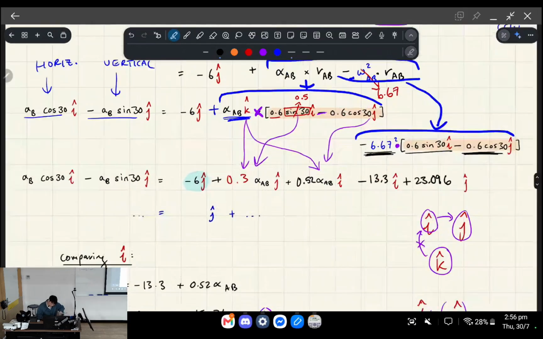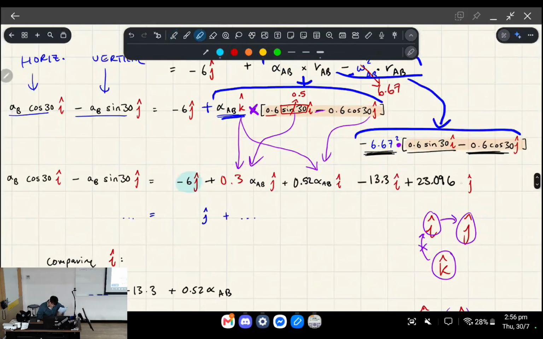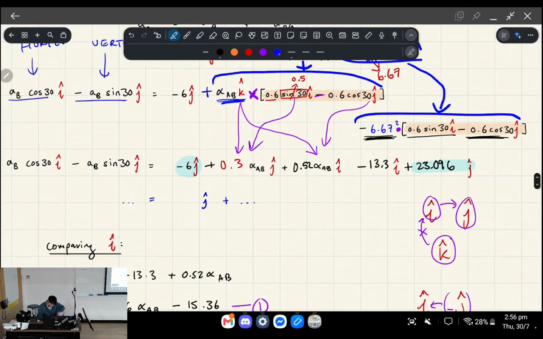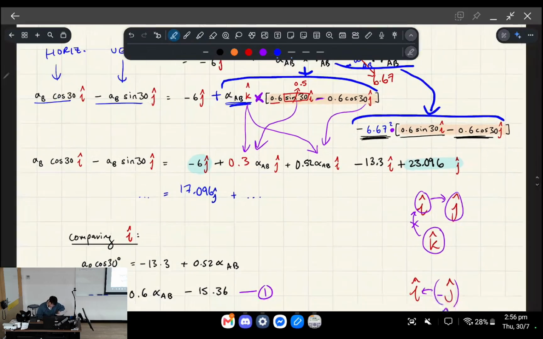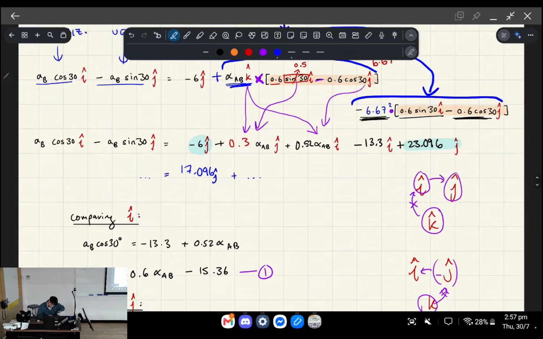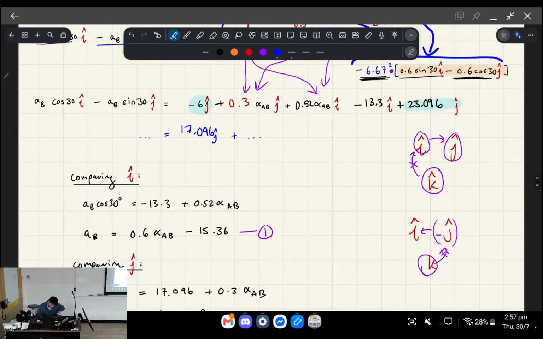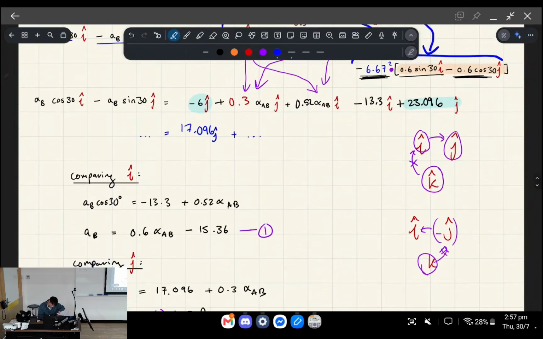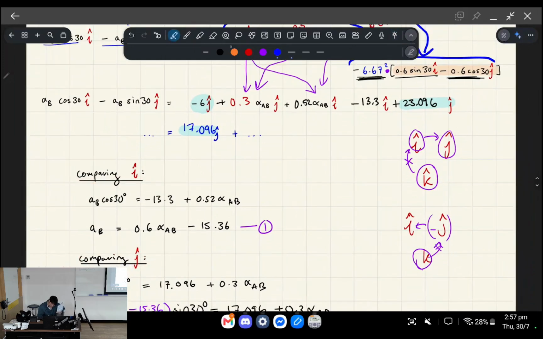All right. Next, we're going to group like terms, and there's only going to be two like terms here. It's going to be the j terms. So we can simplify this to 17.096 j. And the rest is going to stay the same. Okay, so what we're going to do now is compare the horizontals with the horizontals and compare the verticals with the verticals, okay?